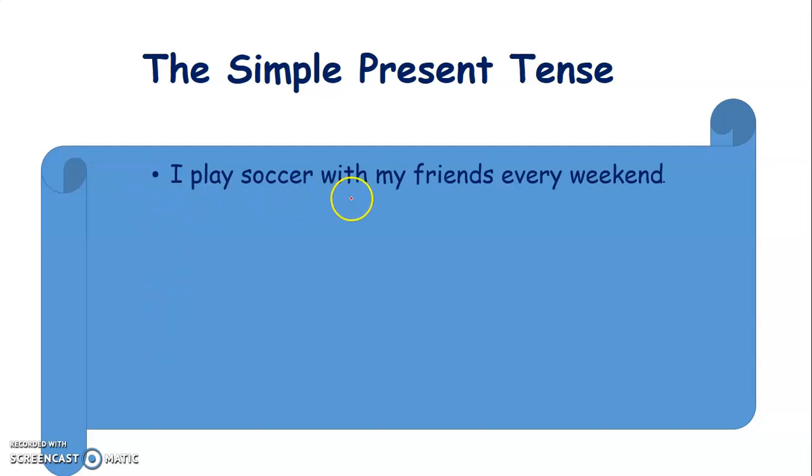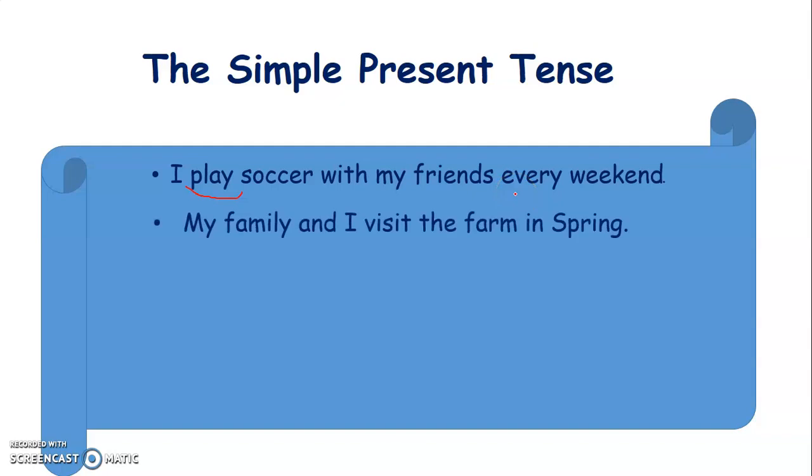I play soccer with my friends every weekend. I is the subject of this sentence. Play is the verb. Look at the verb play. Did we add something to it? No, we just used the base form of the verb, play. Every weekend here shows that I play with my friends regularly. Let's have another sentence.